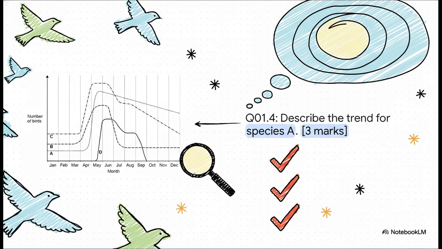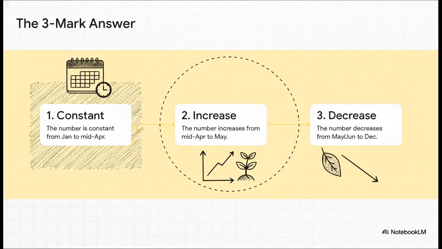It means the examiner isn't just looking for a vague description. They want 3 distinct, separate points from you. So how do we get all 3 of those marks? It's easy if you follow the mark scheme's recipe. Mark number 1, you say the number is constant from January to about March or April. Boom. Mark number 2, you say it increases from mid-April to May. And for mark number 3, you point out that it decreases from May or June all the way to December. See? 3 clear stages, 3 easy marks.